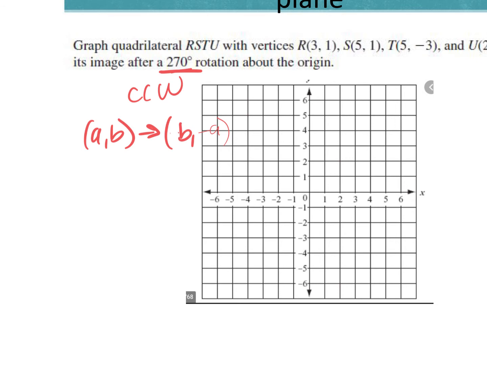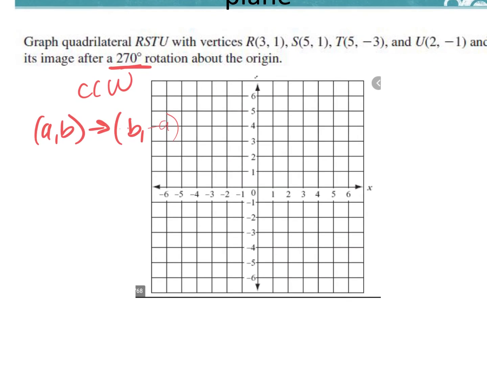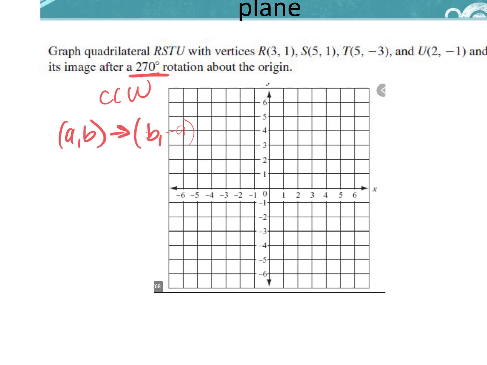Okay, let's plot the points. Where does R go? 3, -1, right? So here's R. Where's S go? 5, -1, so S is right here. T goes 5, -3. And U goes 2, -1. Oops. Did I mess up? No. Does that look right? No? Why not? No, it's fine. It's okay? Yeah. You guys got the same thing?